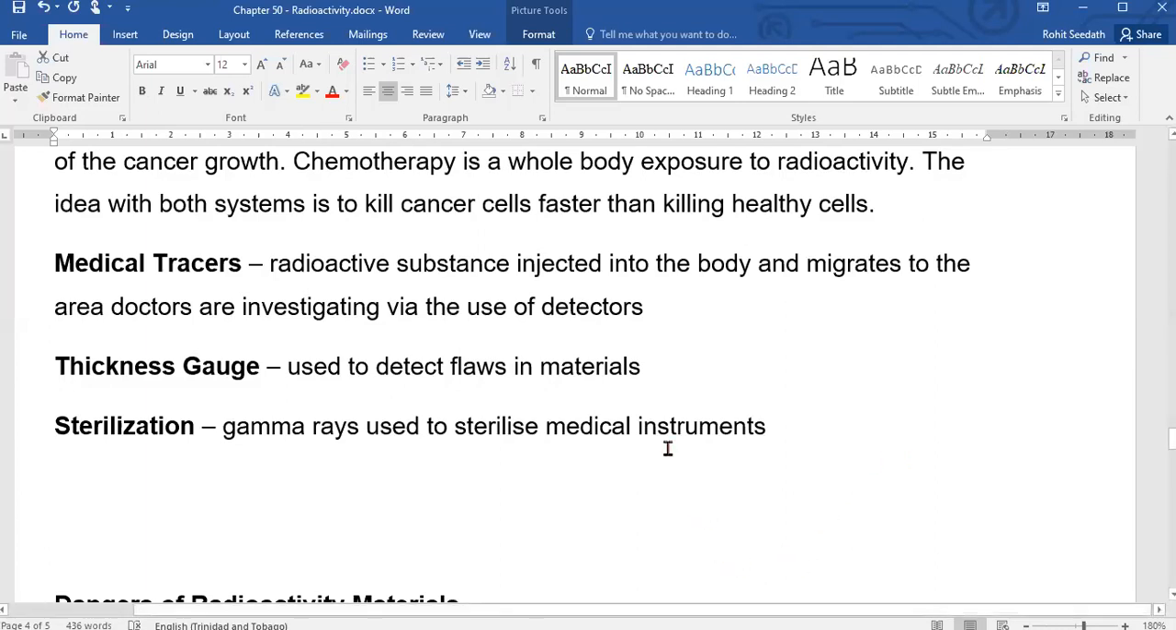Next thing is the thickness gauge. That's what we use in finding faults in pipelines, especially when you weld it. We use X-ray vision that actually detects the flaws or the cracks along lines in any material. They call it non-destructive testing. So they use X-rays and stuff like that.